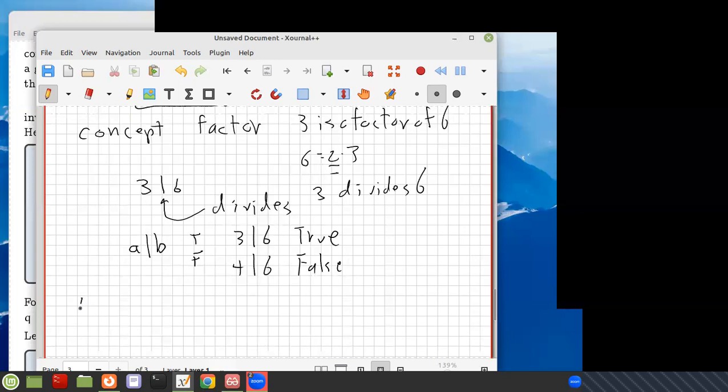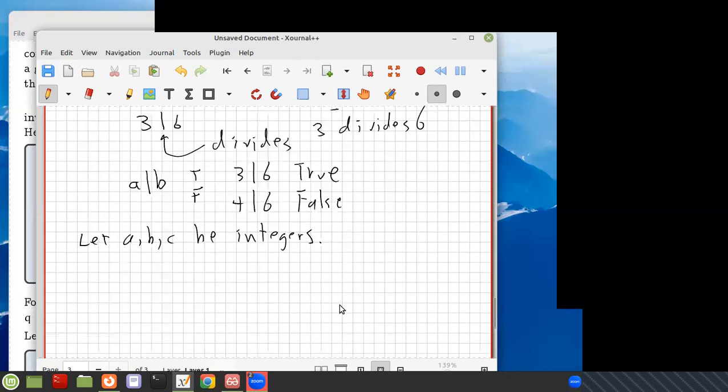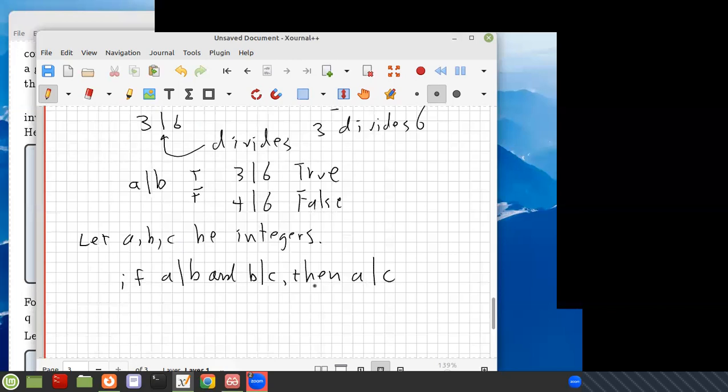We let A, B, and C be integers. Then, if A divides B and B divides C, then A divides C. Now, one thing to do when you're confronted with something abstract like this is to just do an example.